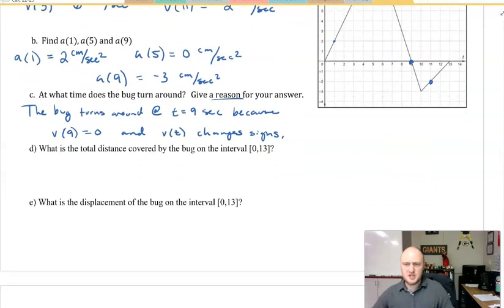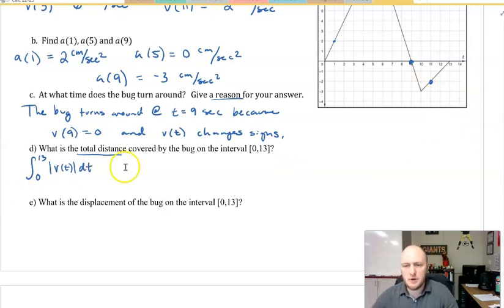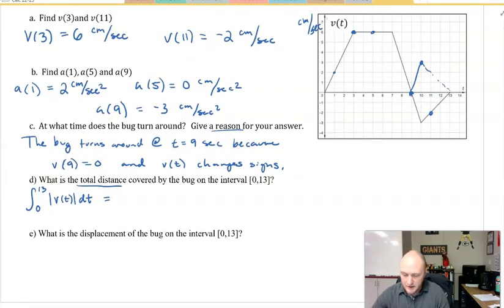Okay, D. What is the total distance covered by the bug on the interval 0 to 13? Okay, total distance. So this is the integral from 0 to 13, and I want the absolute value of velocity, dt. Okay, I want the absolute value. So a couple of ways to think about this. You could look at your graph right here, and we could mirror this point at 10. Instead of being -3, we could flip it up to be +3, and we can do this. And then there we go. We're just going to take the area underneath the curve of velocity.